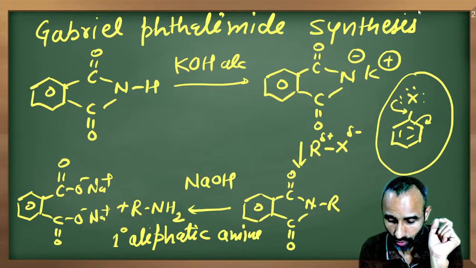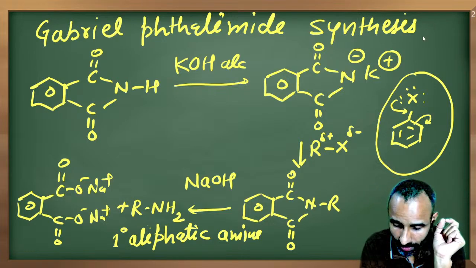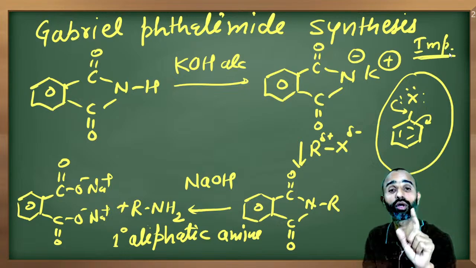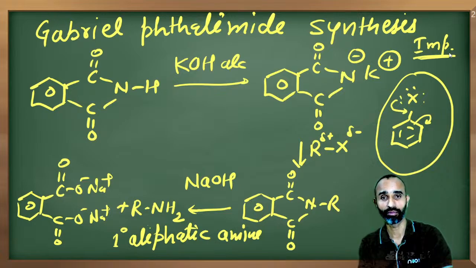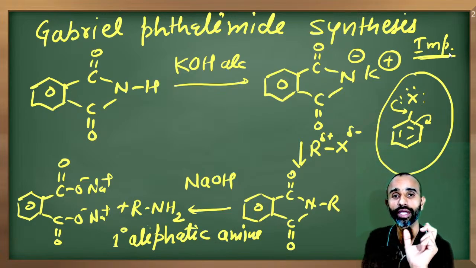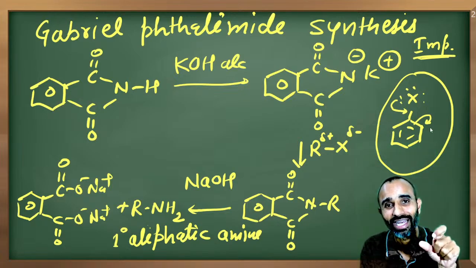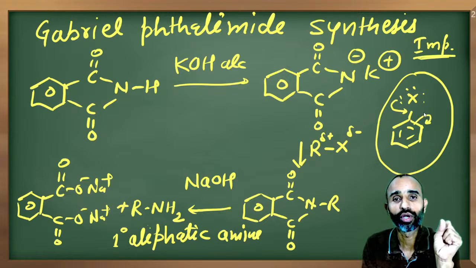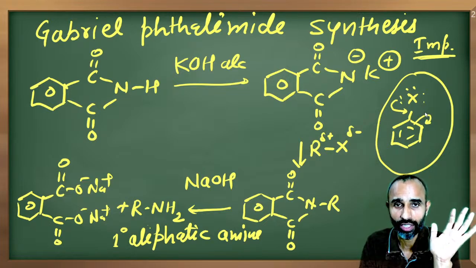So this is important because it is used to prepare only primary aliphatic amines. We cannot use it to prepare primary aromatic amines because aryl halides are less reactive, because the CX bond acquires double bond character due to resonance.